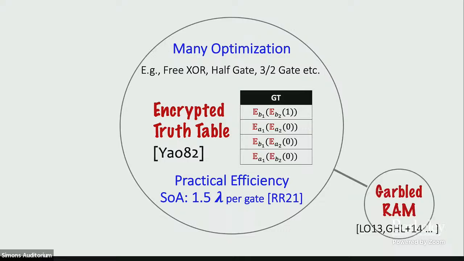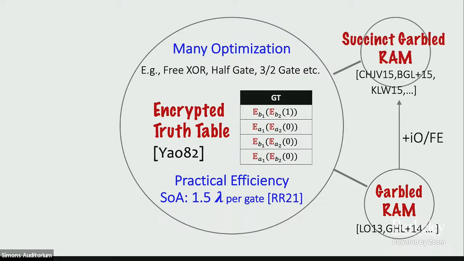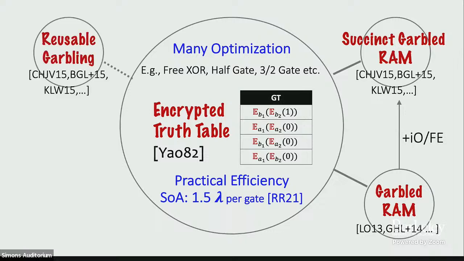What are the other techniques? Well, based on the garbled circuit technique, we can build a garbled Turing machine or RAM. And if we hit it with IO or functional encryption, then we can even get a succinct version of the garbled RAM. And the other method: there's the work that achieves reusability, which says that I can actually garble the circuit once and then keep reusing it with different input encodings.